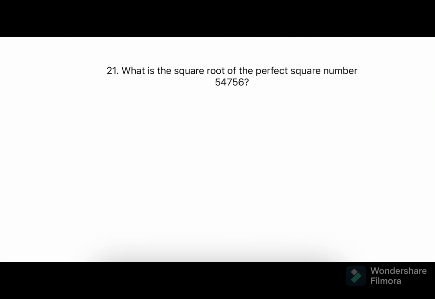What is the square root of the perfect square 54756? When it comes to perfect squares, there is a method to solve called the division method, which is one of the easiest. I have put this question just to make sure that you know this particular methodology. We have to write the number 54756 and group the digits in pairs with the help of a bar. One is left, so I'm writing it as it is.